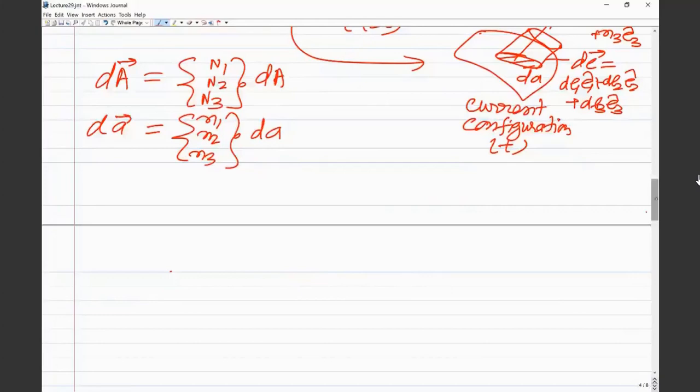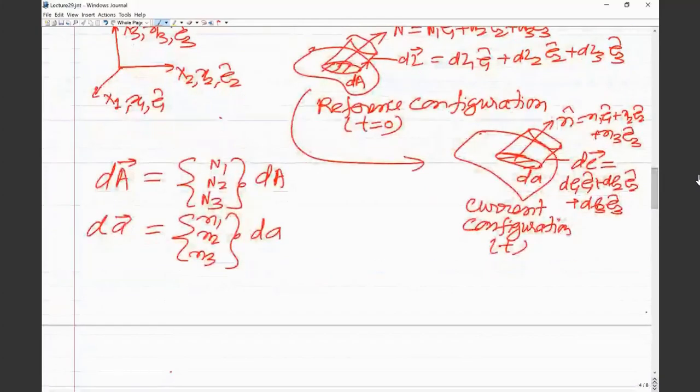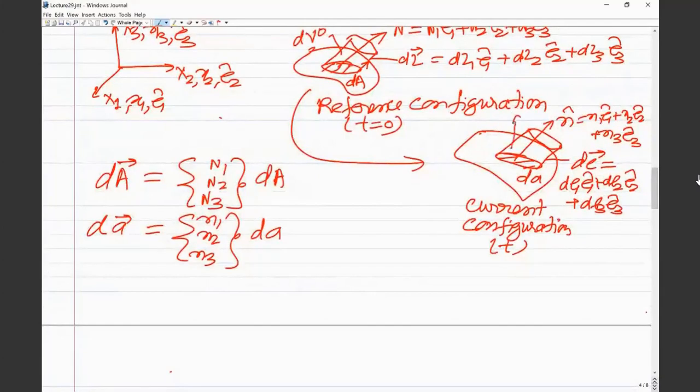So if you look at this, the volume is dV naught and this volume is dV. So, knowing the area, the volume dV naught will be equal to the dot product of the area vector and the dL vector. The dot product can be written in vector form as dL transpose into N dA.